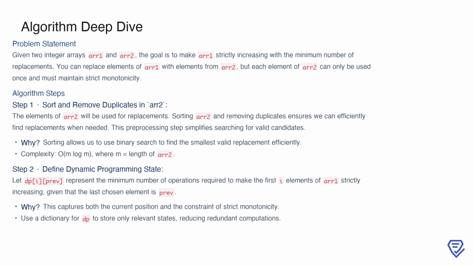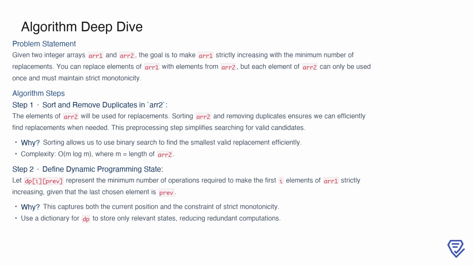In this problem, we're tasked with making an array, ARR1, strictly increasing by replacing some of its elements with values from another array, ARR2. The catch is that each element of ARR2 can only be used once, and any replacements must maintain strict monotonicity. To solve this, we start by pre-processing ARR2.